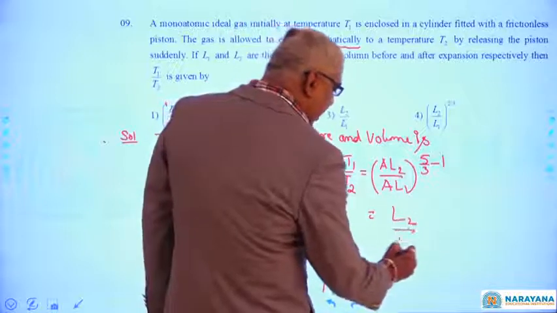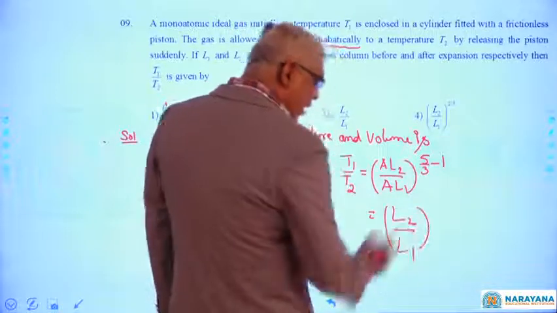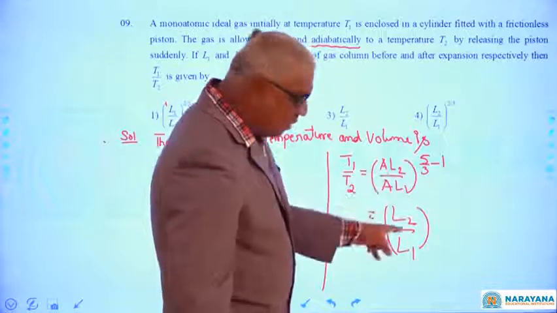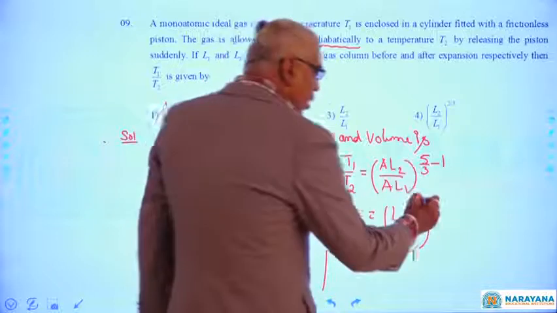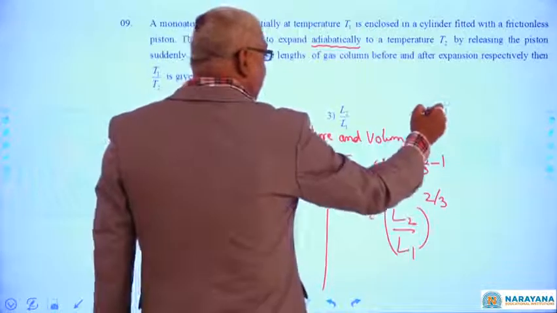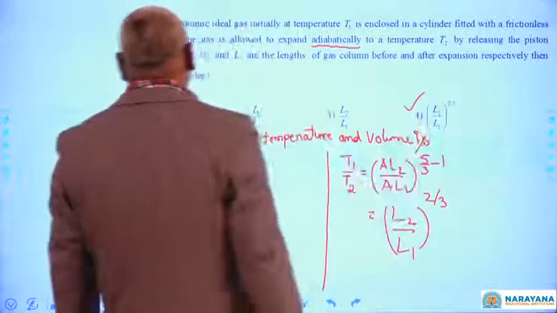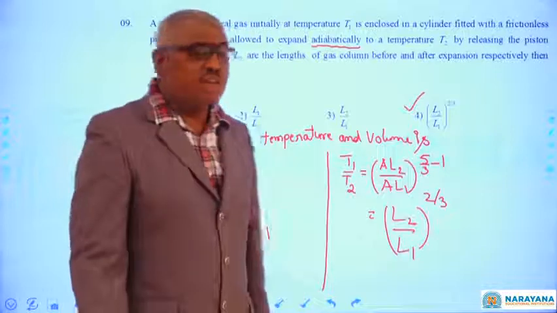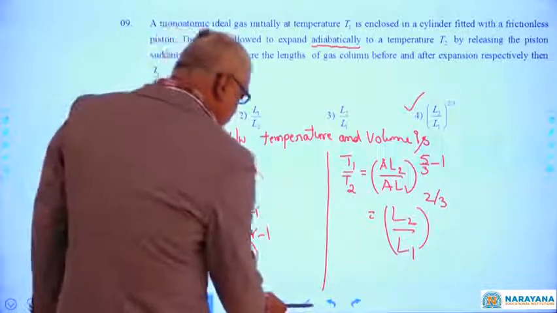What will we be having? L2 by L1. A gets cancelled off. We have L2 by L1 whole to the power of 2 by 3. That is your fourth option. So for the 9th question, you have got the answer as the fourth option. Now we are entering into the 10th question.